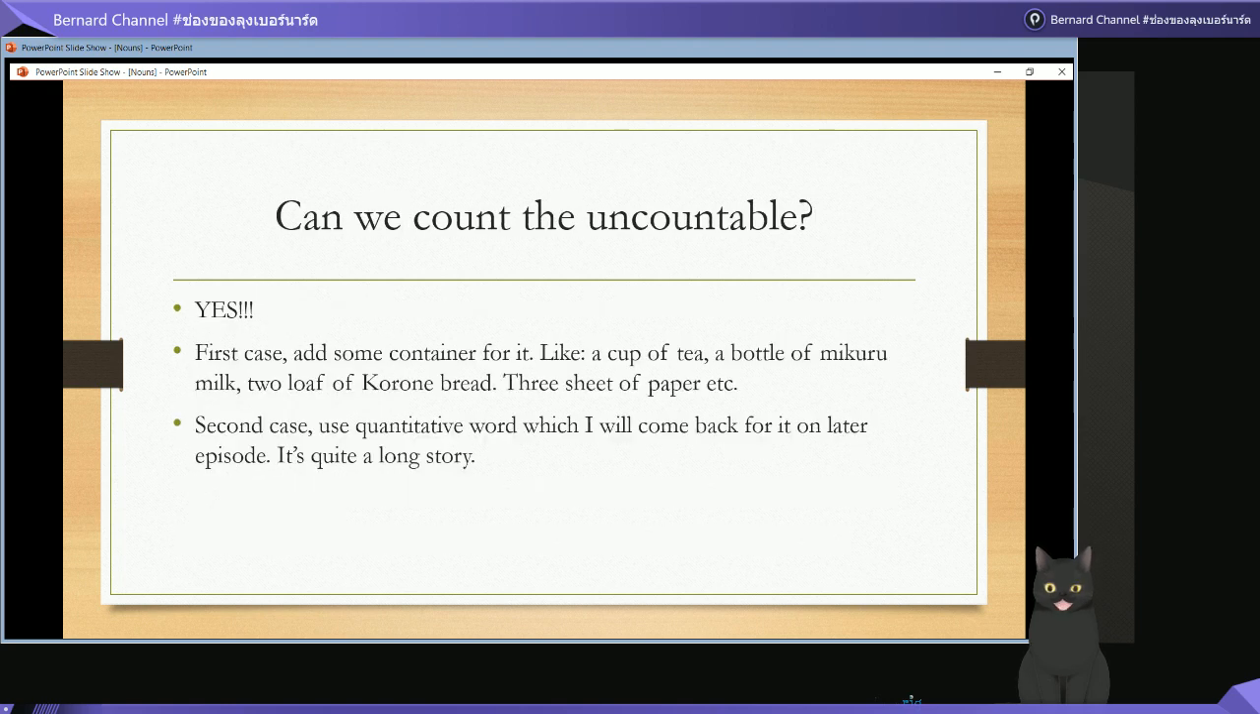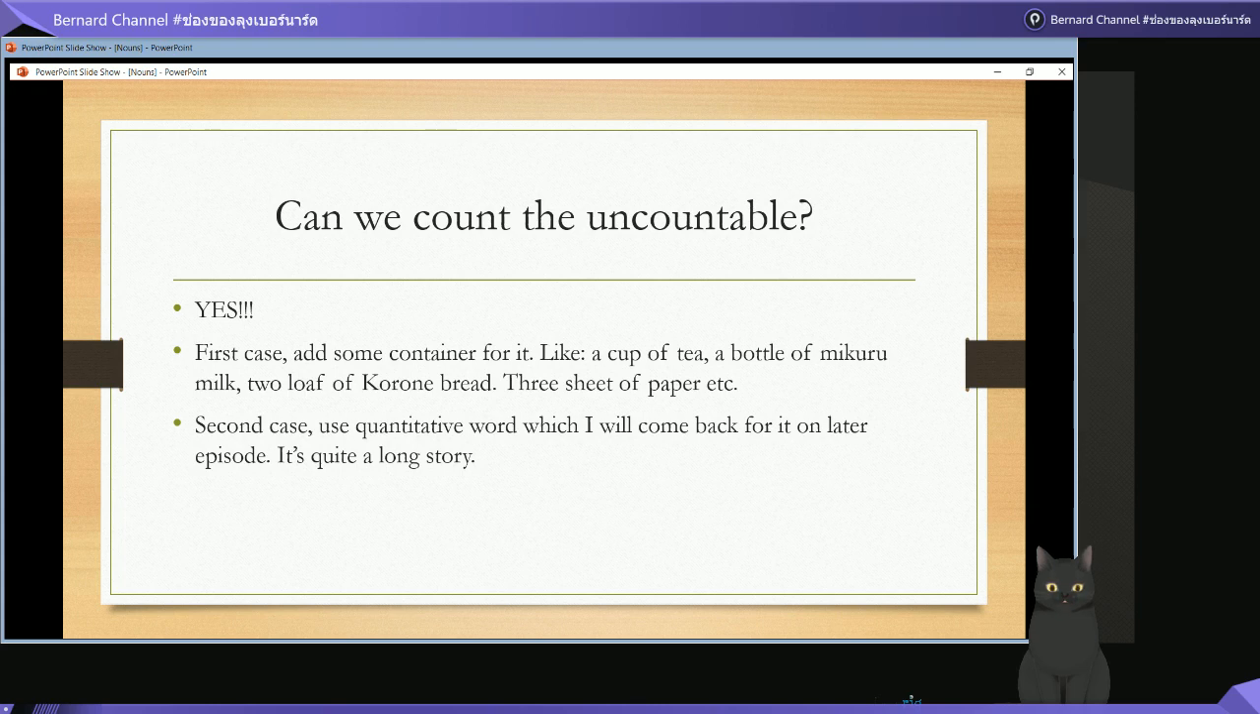Okay, and question: can we count the uncountable? Yes, you can count it exactly, but you have to put a container or a measurement on it. Okay, for example, the first case: add some container for it. Just like a cup of tea. You have tea. Tea is liquid. You cannot count tea. But if you put the tea in a cup and you say a cup of tea, yes, you can count it now.